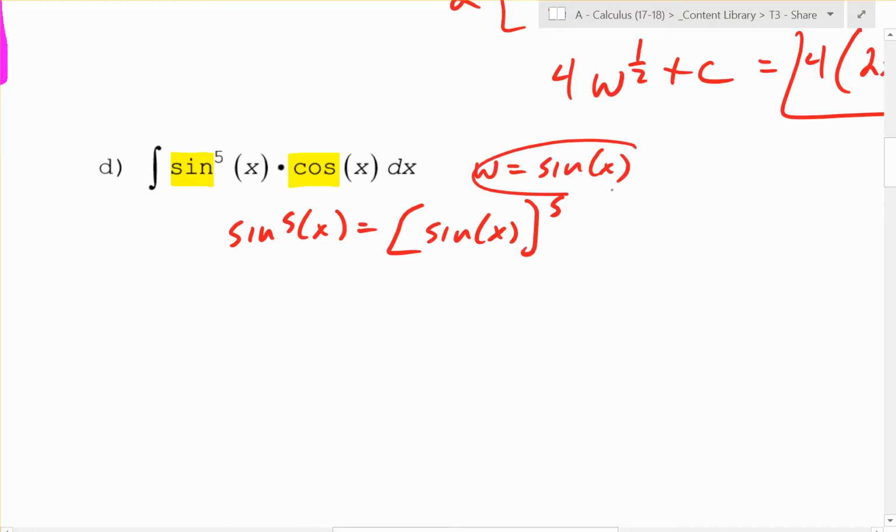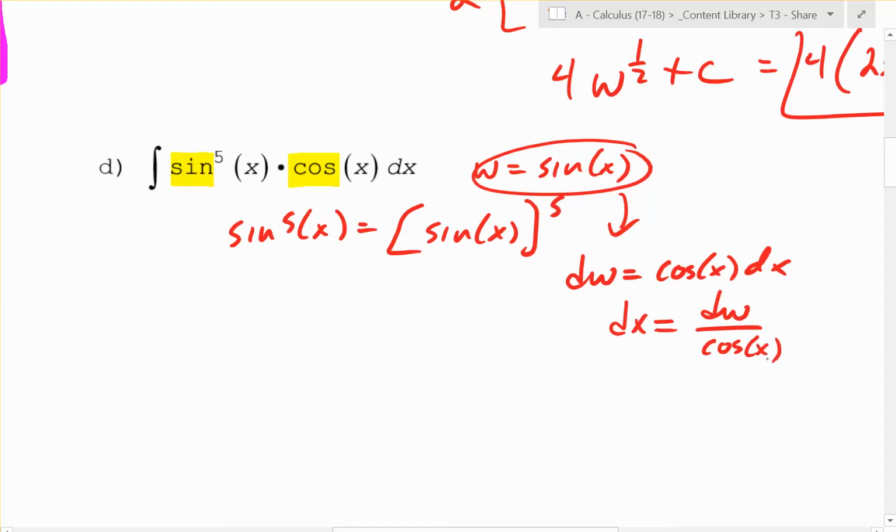So if we do this substitution right here, we'll do the derivative first. dw would therefore be cosine of x dx, because the derivative of sine is cosine. So dx is equal to dw over cosine x. So let's do the substitution. So it's going to be w to the 5th times cosine x, but instead of dx, we write dw over cosine x.